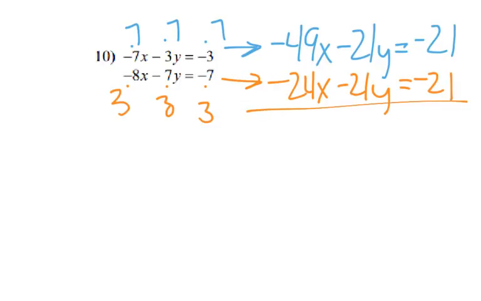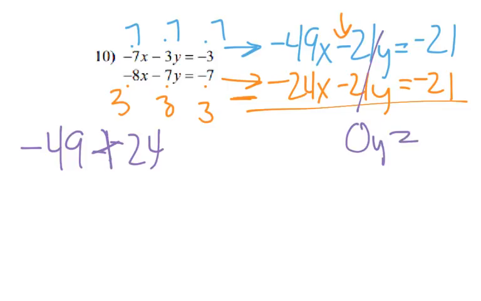So we're going to subtract here because they're the same sign. So negative 49 minus negative 24, that's like adding it. We know this one's going to be 0y. And we know this one, negative 21 minus negative 21, is 0. So this one, negative 49 plus 24, would be what? Negative 25x.